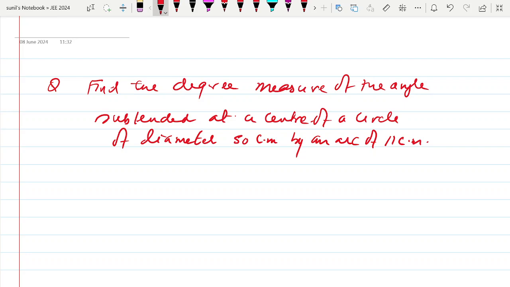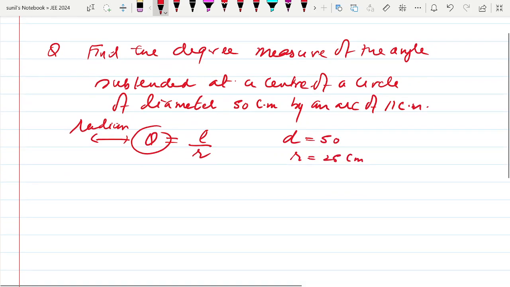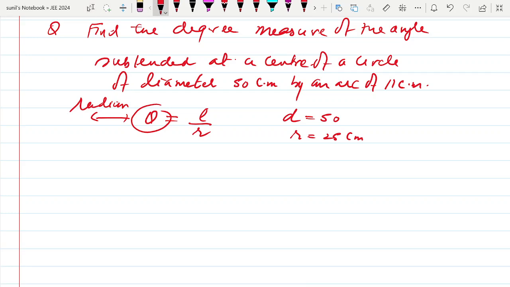Because we have the formula, theta is equal to length of the arc by radius. But by using this formula, we'll get this angle in radian. So first, let us calculate this angle in radian. Since diameter is 50, the radius is 25 centimeter. So the angle in radian, theta, is coming out to be length of the arc, 11, by 25 radian.